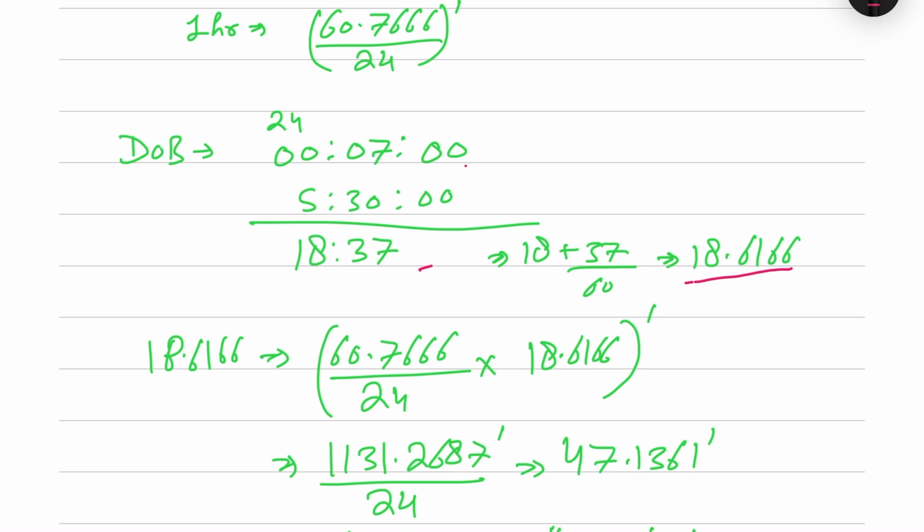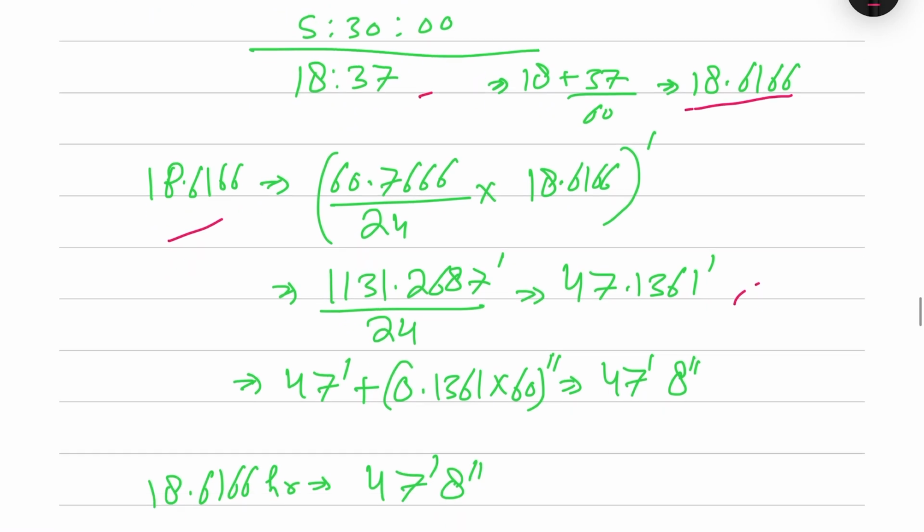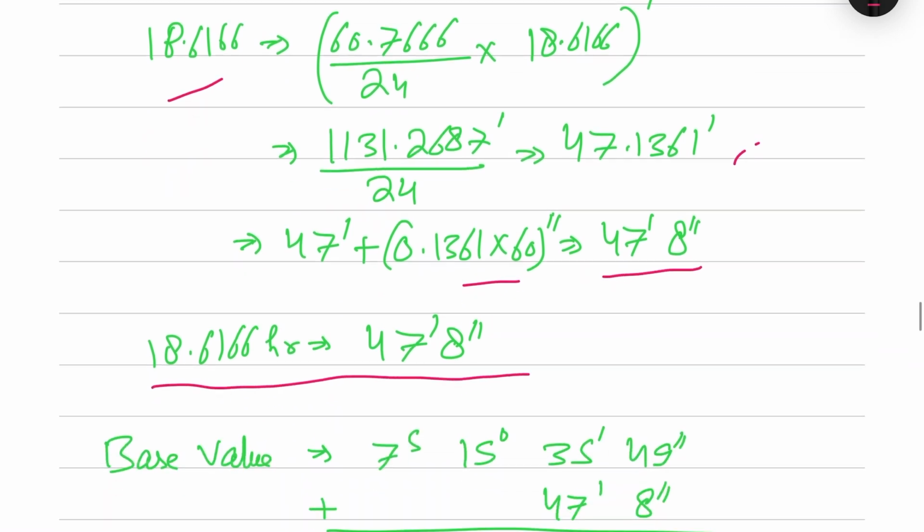Since 1 hour is equal to this, it is 18.6166 hours. We'll calculate the difference for 18.6166 hours. So it is coming as 47.1361 arc minutes. It is converted to arc seconds, and the answer is 47 arc minutes and 8 arc seconds. So for 18 hours, the movement of the Sun is 47 arc minutes and 8 arc seconds.